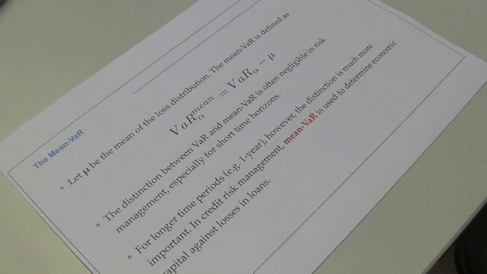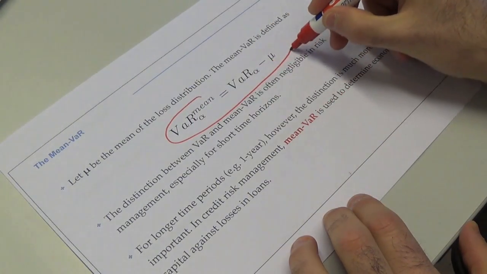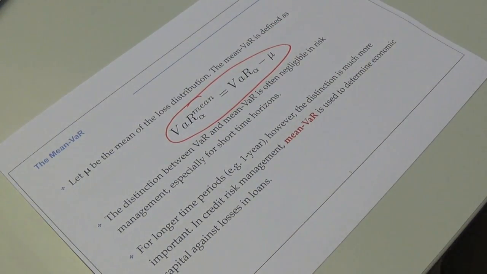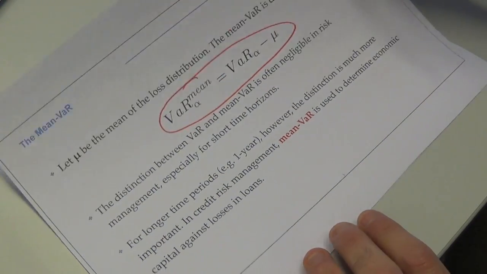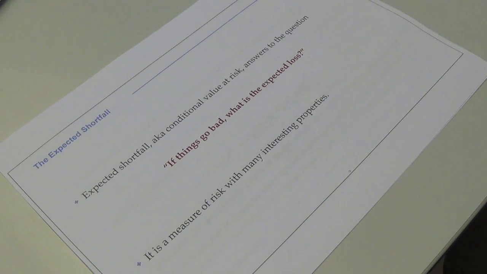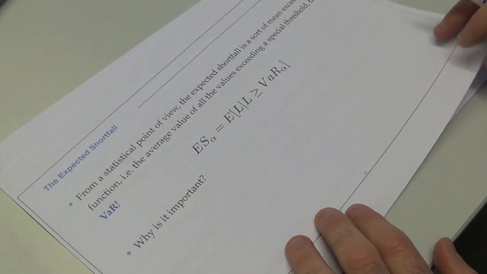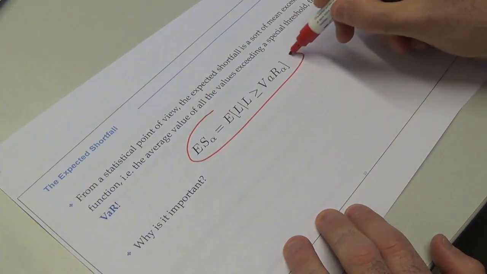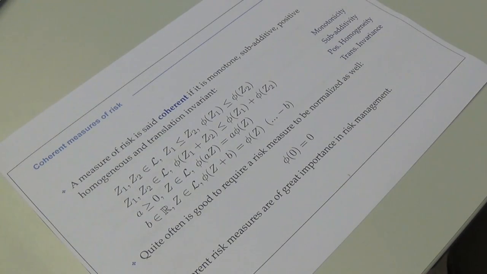We have then considered derivations of the VaR, such as the mean VaR, that is to say, the VaR centered around the mean, or specific VaRs for distributions like the Gaussian and the Student t. We have also introduced the expected shortfall, a measure of risk that quantifies the average loss over the VaR. Here it is. Moreover, we have given the definition of coherent measures of risk.